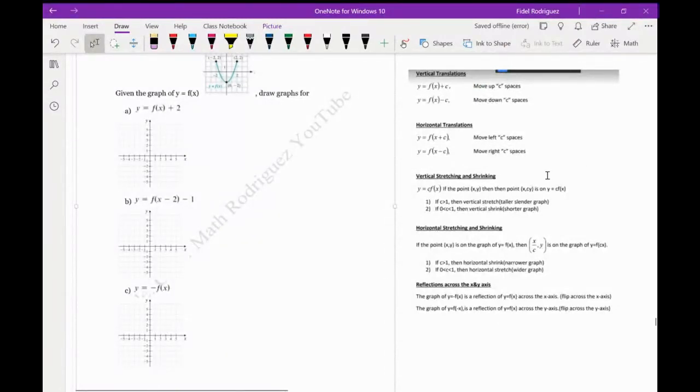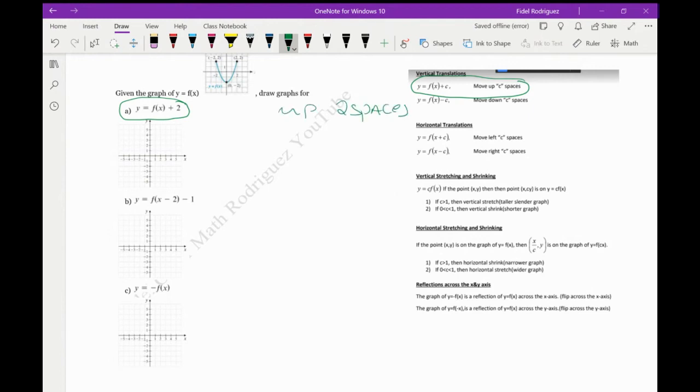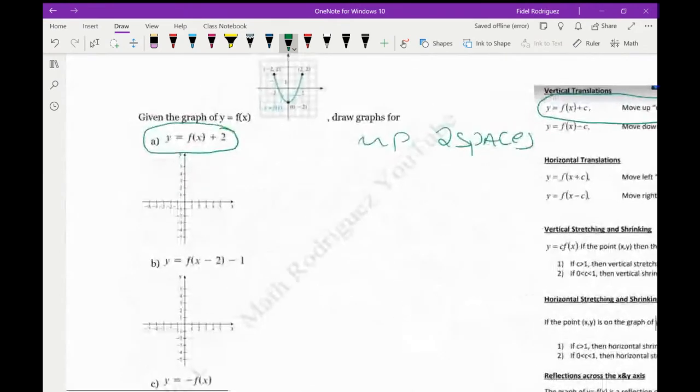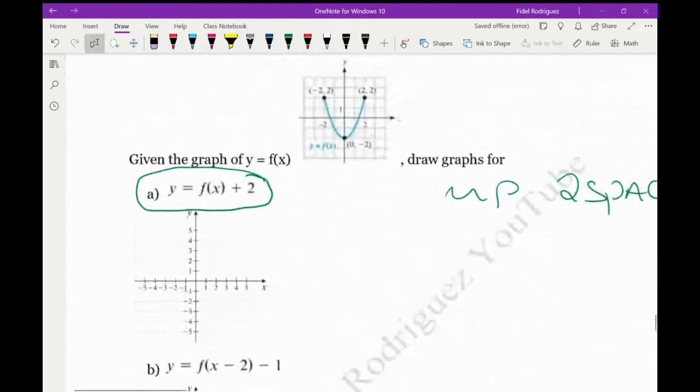Okay. The reason why I'm doing that is I want you to look at the problem that I have right here. We have y = f(x) + 2. Hey, that looks a lot like this part. So what am I going to do in this case? I'm going to go up 2 spaces, okay?